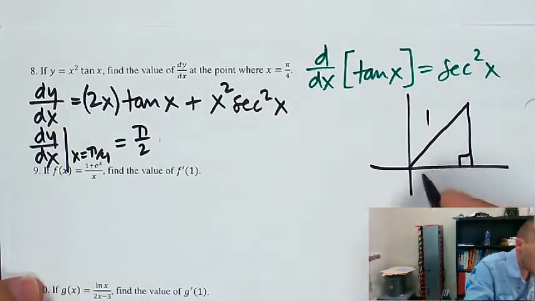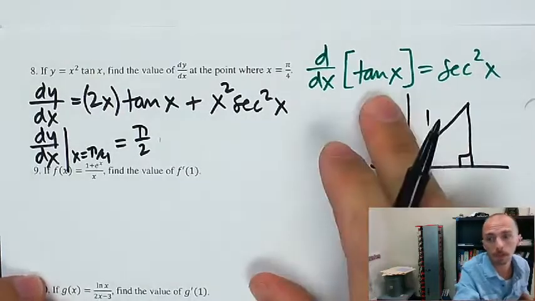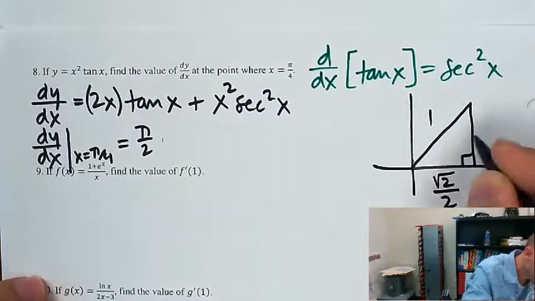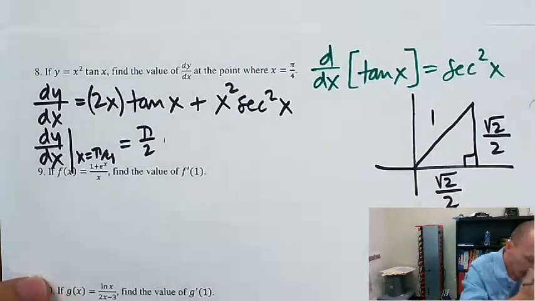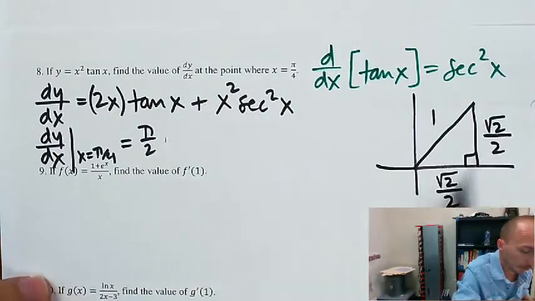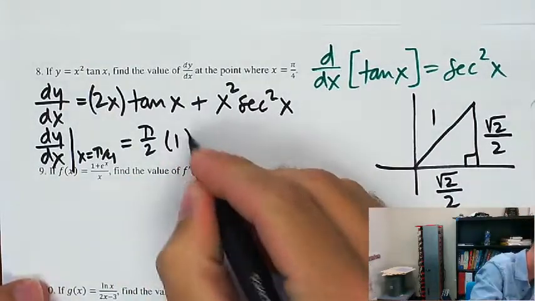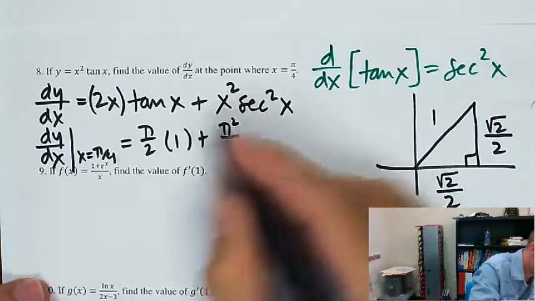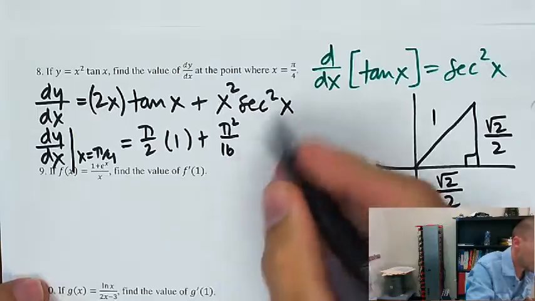And that's going to be a 1. And with the 45, 45, 90 triangles, that's 1, that's root 2 over 2. This is also root 2 over 2. And since SOHCAHTOA, tangent is opposite over adjacent, these look like the same. So if I divide them, it's going to be 1 plus x squared is pi squared over 16 times secant squared x.